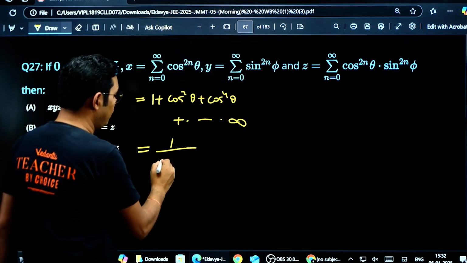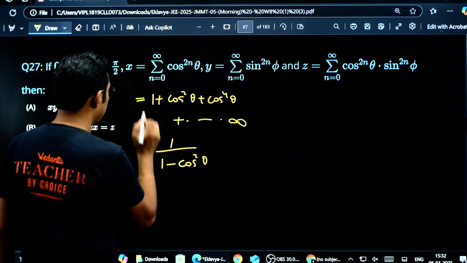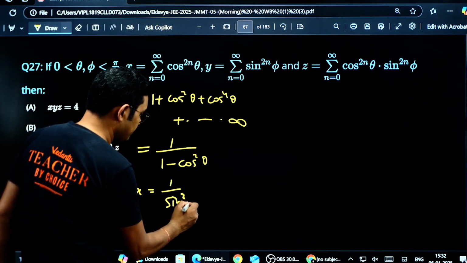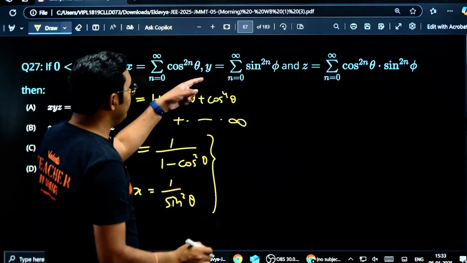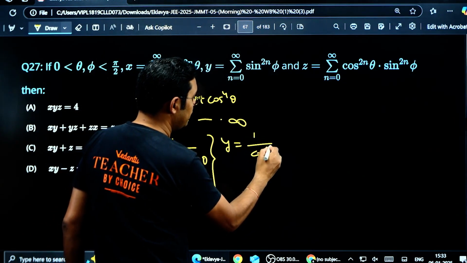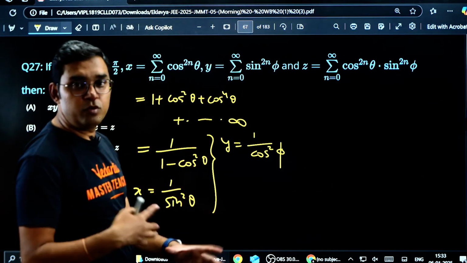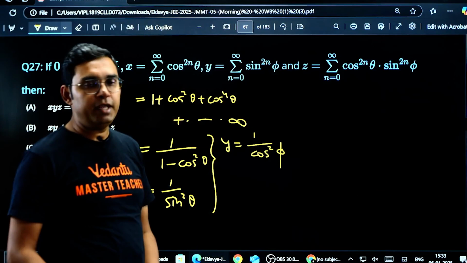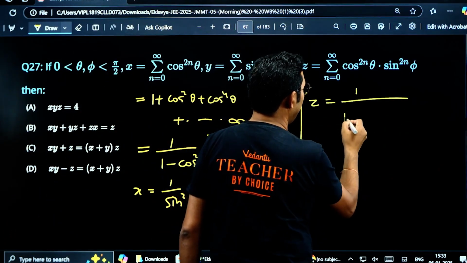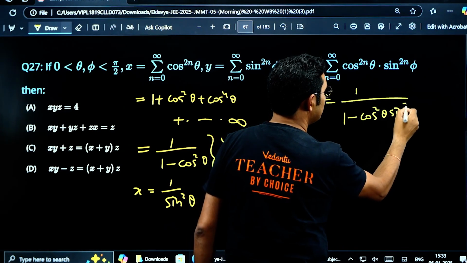And its sum will be 1 upon 1 minus r, that is cos square theta. So my x value is equal to 1 upon sine square theta. Likewise, if I calculate for y, it will be 1 upon cos square phi. Now z is also given something like this only, and then we have to make a relation between x, y, and z. Here for z, it will be 1 upon 1 minus cos square theta into sine square phi.